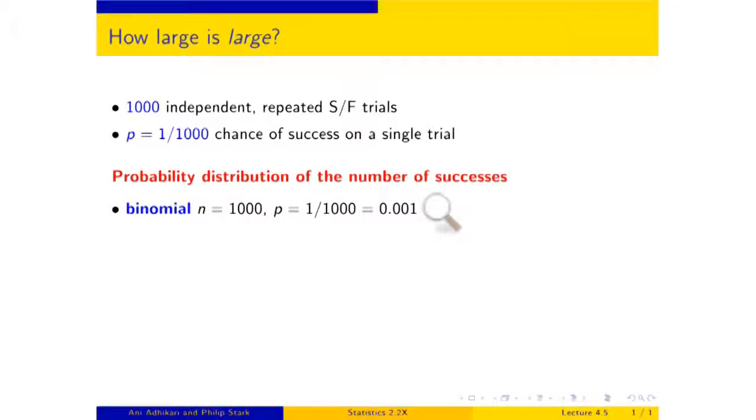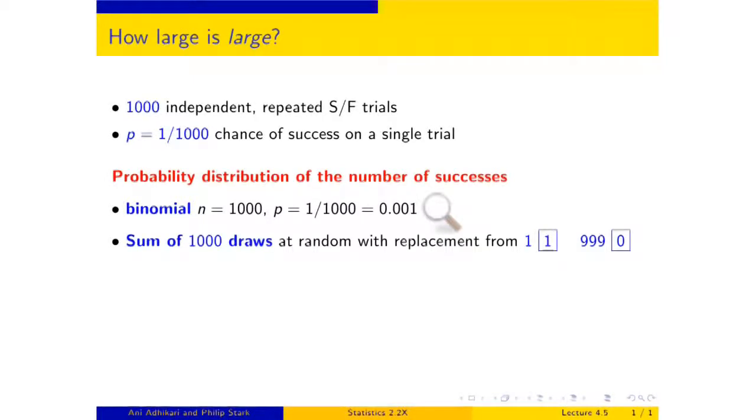Fine. Now, binomial probabilities involve large combinatorial terms, large powers of fractions. So let's see if we can get a bigger picture. The number of successes in these trials can be modeled as the sum of 1,000 draws. Now from which box? Chance of success is 1 in 1,000, so 1 out of the 1,000 tickets is a 1, and the remaining 999 are zeros.